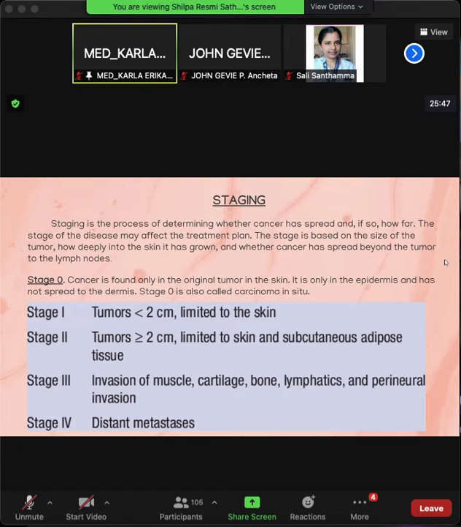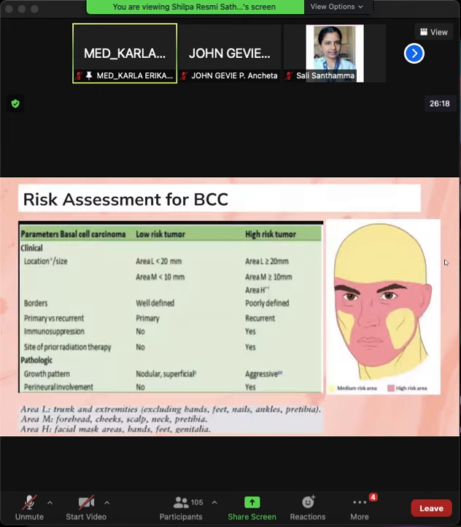And the third stage is where the tumor could have already invaded muscle, cartilage, bone, lymphatics, and perineural invasion. But it has only spread to those near the original tumor, not to distant organs. But stage 4 has already metastasized to distant organs like the brain or lungs, or has invaded the skull or perineural invasion of the skull base. So this is risk assessment of BCC.